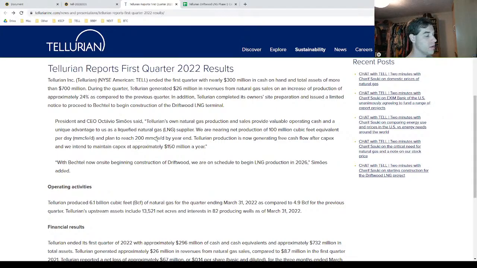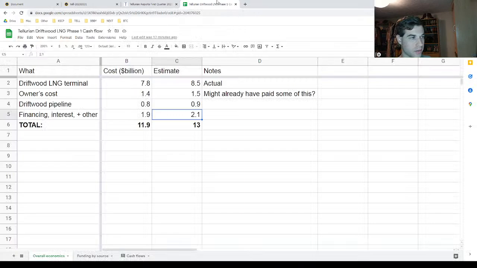And so that, if they need 1.5 BCF per day for feed gas for Driftwood LNG Phase 1, lets them actually produce 1/3 of the gas that they need. So in my model, I have the scenario where they produce 1/3 of the gas that they need, and so that brings their cost down to that.